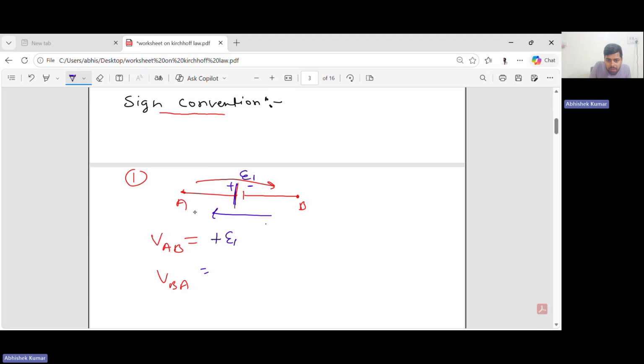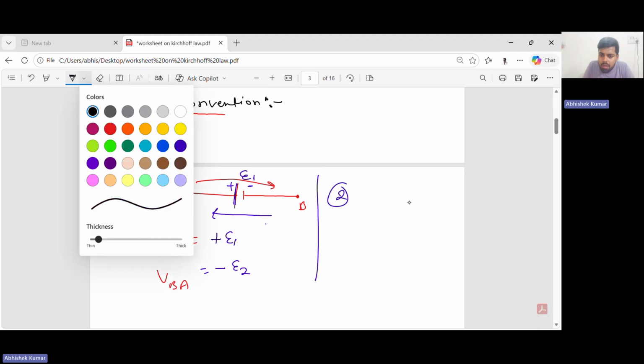From B to A, you are moving. Which comes first? Negative. You are going from negative to positive, so take the term as minus E2. Got it? Any doubts to anyone? No, sir. If no doubts, suppose there is another way to understand this thing.